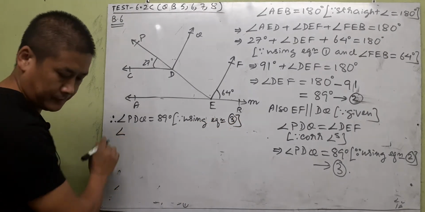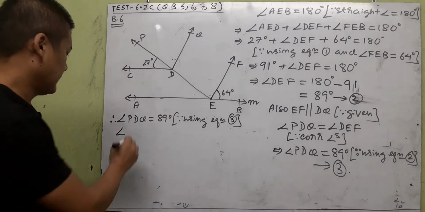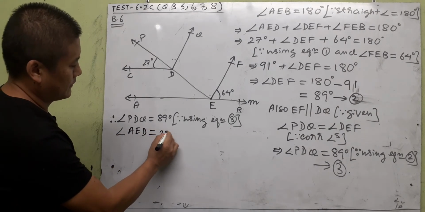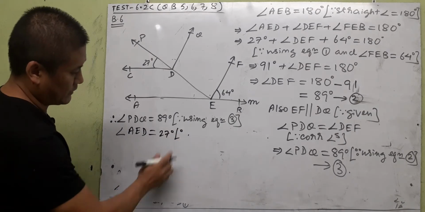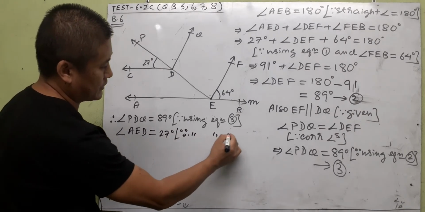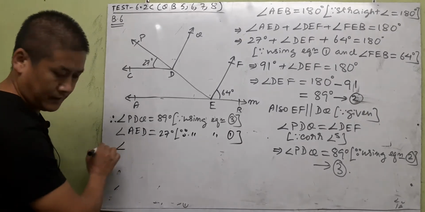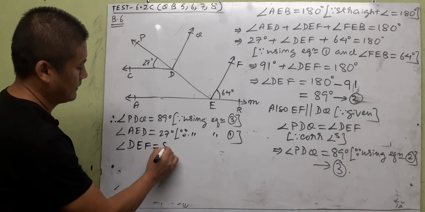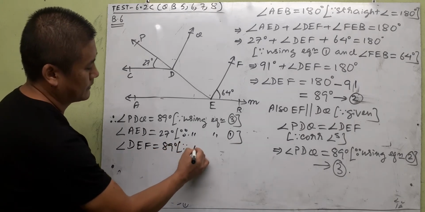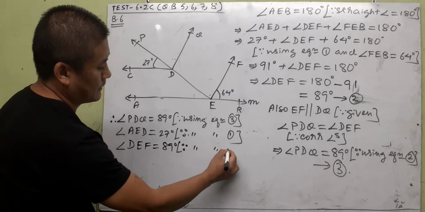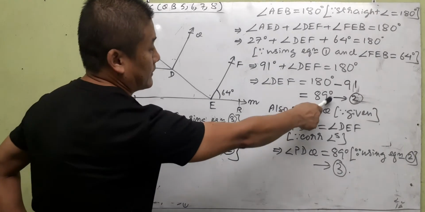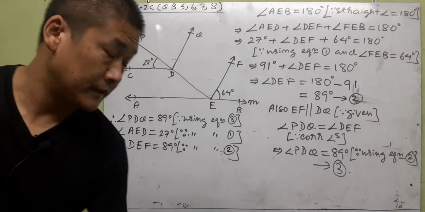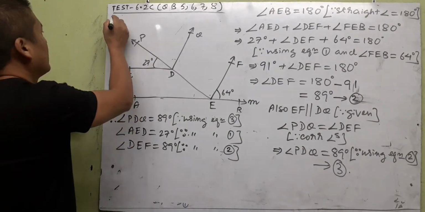The next angle, AED, so right here AED is equal to 27 degrees. This one we have wrapped it out, but here on your note you'll be using equation number 1. Then finally angle DEF, so right here DEF also 89 degrees, since using equation number 2, as you can see here. So that's the second one. I hope that's clear, right? Now let us go to the next, B7.